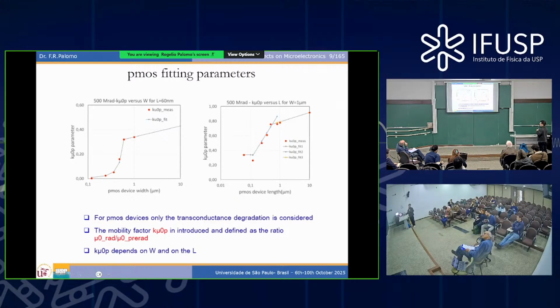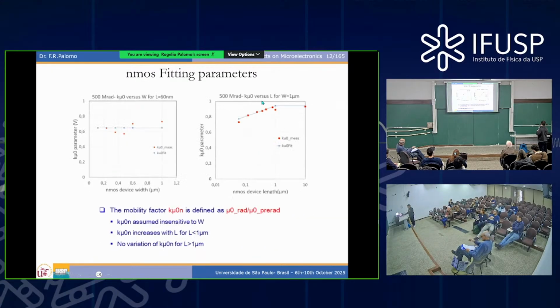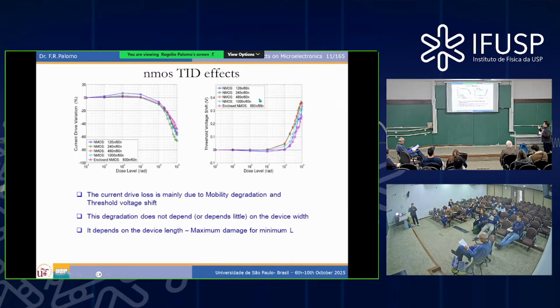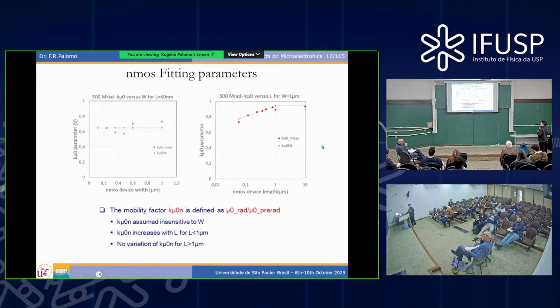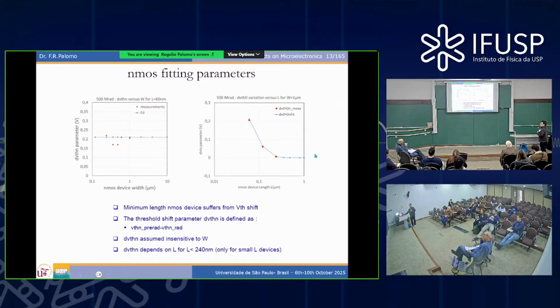This is the process of fitting the experimental data in the library. Those were the experimental results, in the NMOS, etc. I think this is too technical for this course. But anyway, it's good for you to know how it's made.